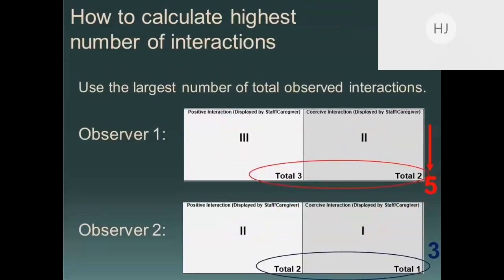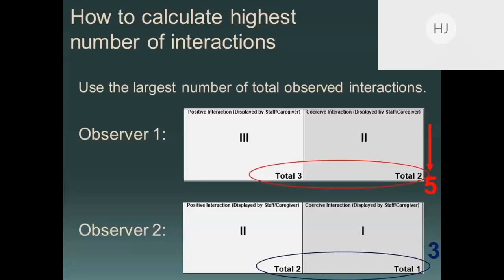And then to calculate, the previous number, the 3 that they agreed upon, is going to be your numerator, which is the top number in your math formula. And the denominator, which is your bottom number, is going to be whatever the highest total observed interactions were by any one observer. And here is where it's important that you don't split people. So I'm not going to take math from one observer and math from another observer and combine that to get a total number of interactions.